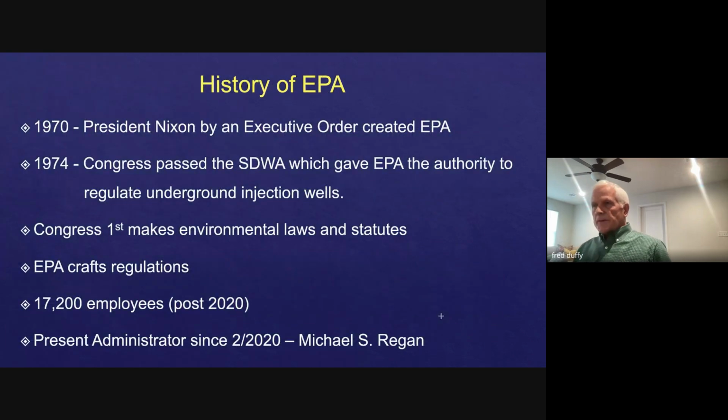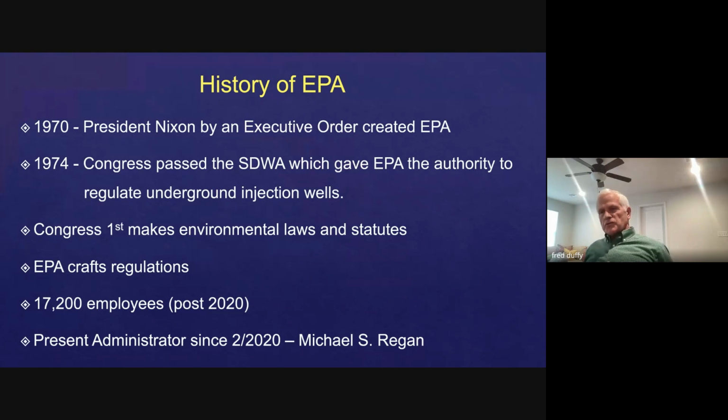Okay, just a little history about the EPA. In 1970, President Nixon, by executive order, created the EPA. In '74, Congress passed the Safe Drinking Water Act, which gave EPA the authority to regulate underground injection wells. Now, Congress first makes the environmental laws and statutes, and EPA crafts regulations.